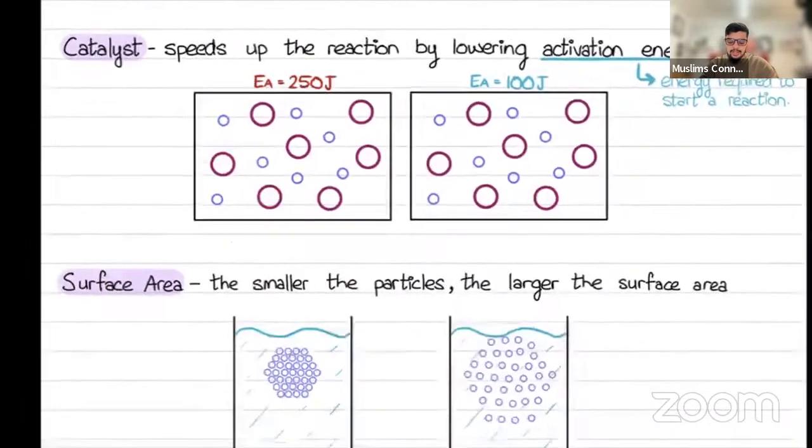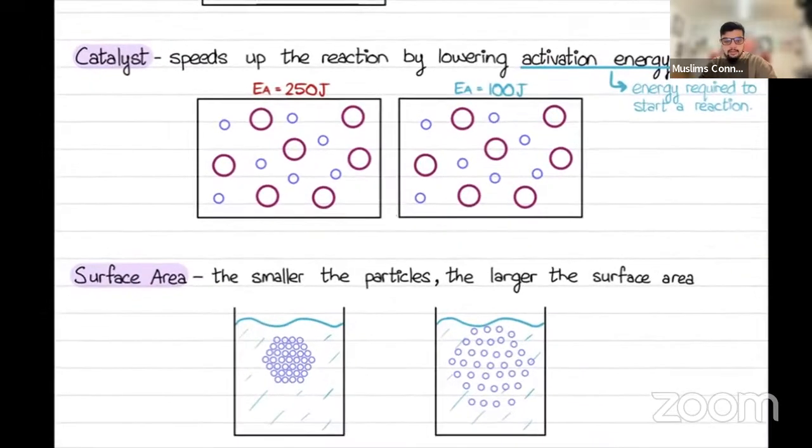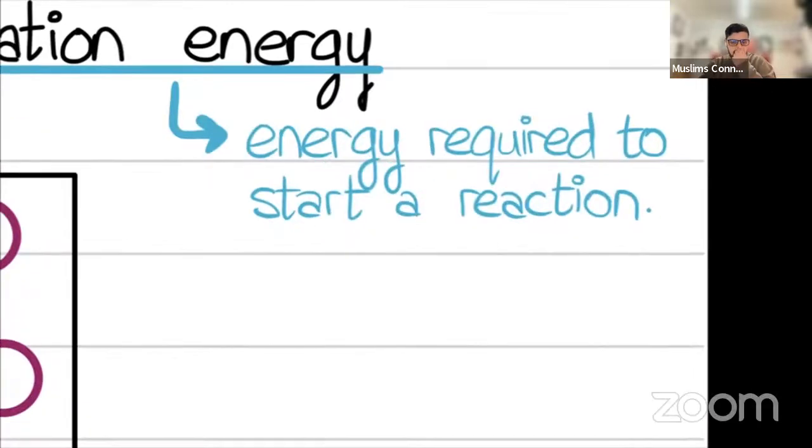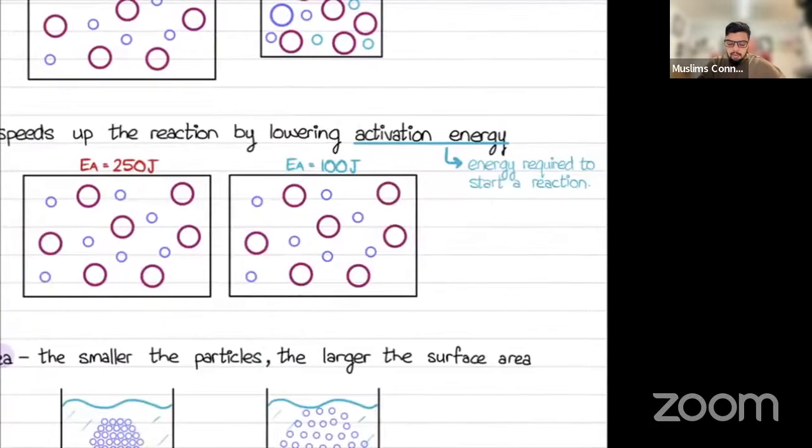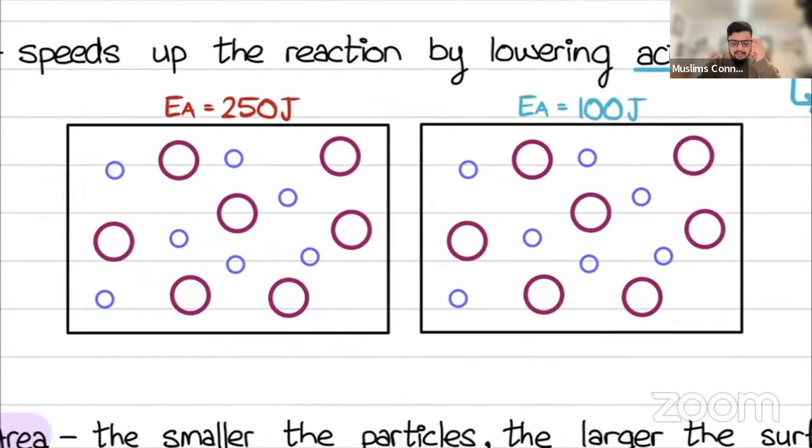A catalyst does absolutely nothing to the atoms, nothing to their concentration, and nothing to their pressure. What it does is a bit more difficult to visualize. A catalyst speeds up the reaction by lowering the activation energy. Remember that activation energy is the energy required to start a reaction. So essentially, a catalyst doesn't increase the number of collisions. It increases the number of effective collisions directly.